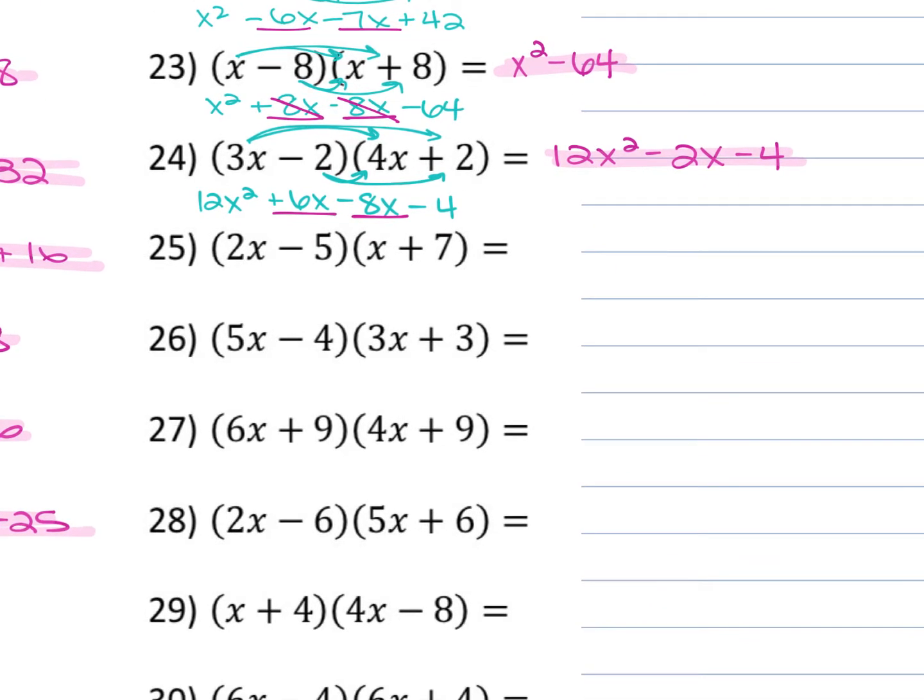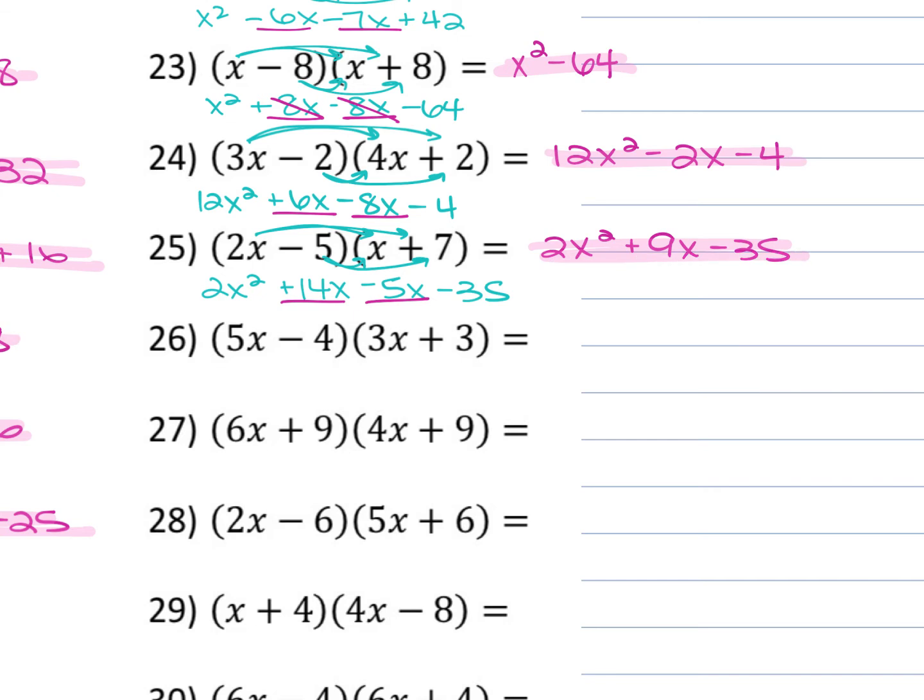For 25, we have 2x minus 5 times x plus 7. So 2x times x is 2x squared. The 2x times 7 is positive 14x. The negative 5 times x is negative 5x. And negative 5 times 7 is negative 35. Your like terms are the 14x and the negative 5x. So this leaves us with 2x squared plus 9x minus 35.